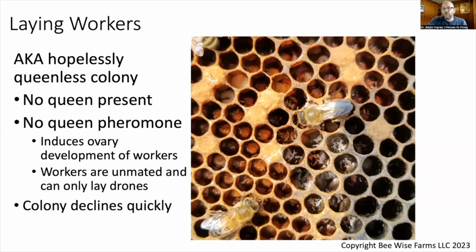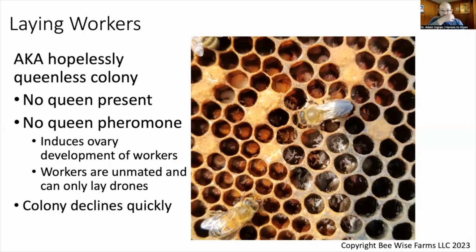And so you have to be able to see this and be able to react to this. These colonies that are laying workers, they decline very quickly. This is a death sentence to a colony if you do nothing to it. This is how you kill a superorganism, by not being able to tell if you're queen right, by getting into a laying worker situation and doing nothing about it.